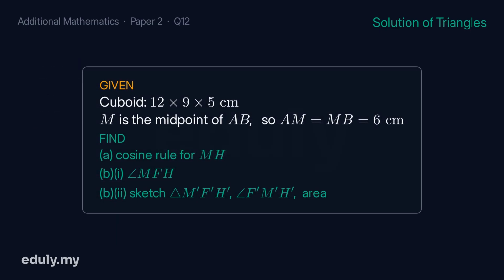So here's the plan. The box is 12 by 9 by 5, and M is the midpoint of the top edge. We derive the cosine rule, find an angle, sketch a second triangle, then finish with its angle and area.